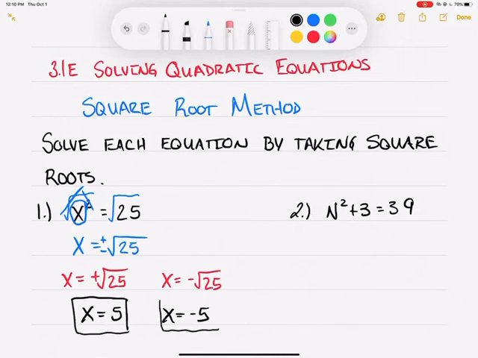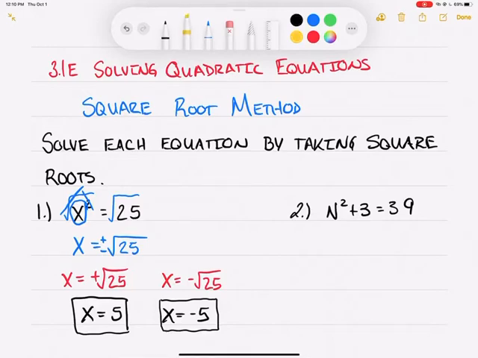Quadratics typically have two answers. Sometimes there's only one and sometimes there's none, but typically every time you're solving a quadratic equation, you will end up with two answers. In example 2, we have n squared plus 3 equals 39.